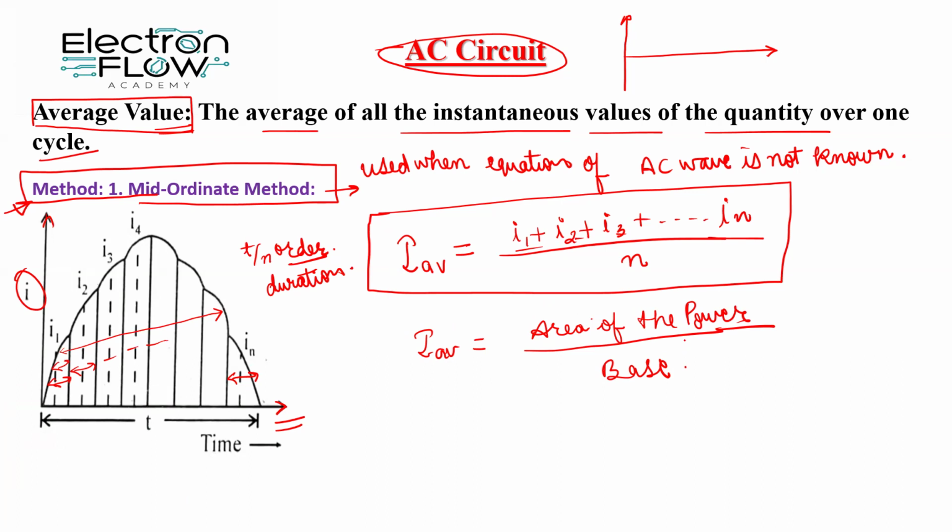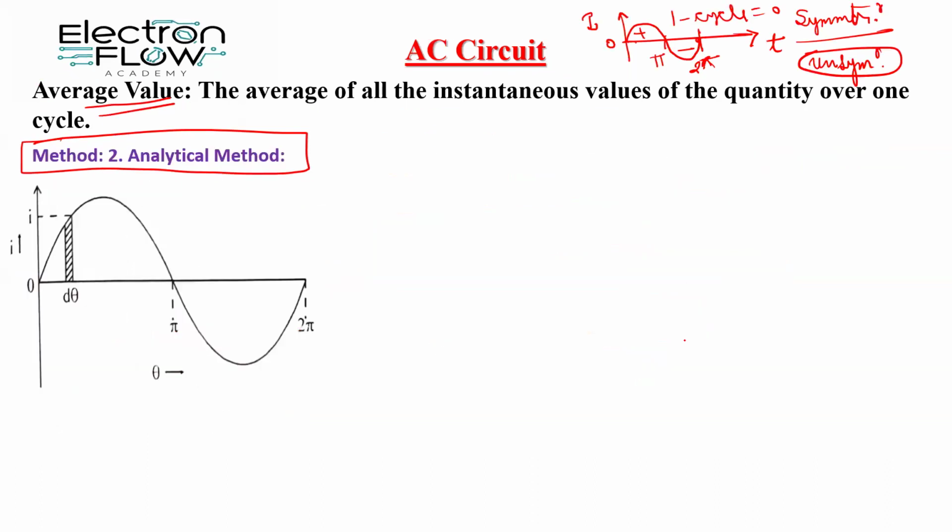The second method is known as the analytical method. This method is used when the equation of the AC wave is known. For example, we have considered one waveform of current.